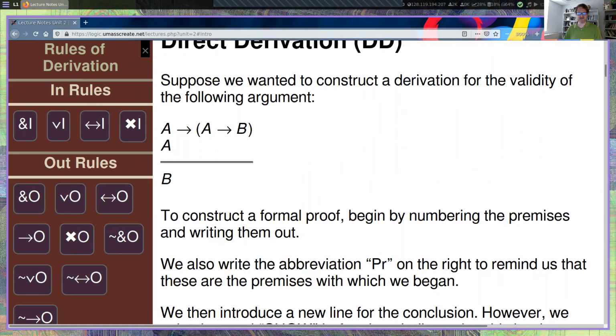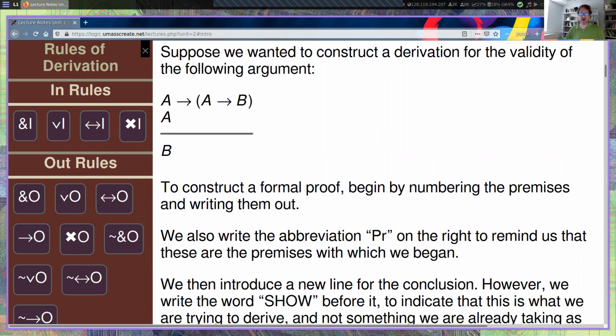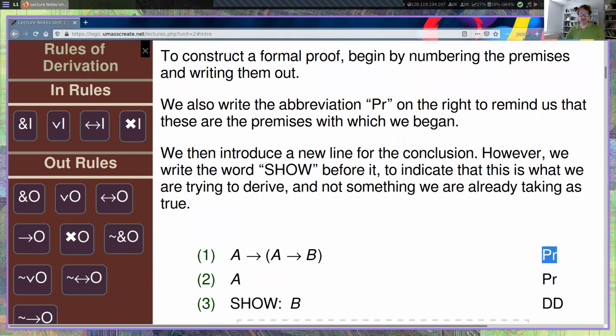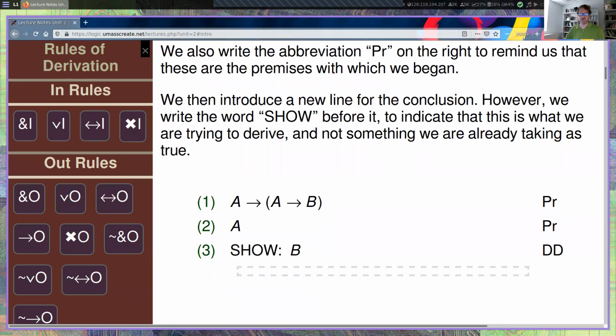Suppose we have an argument like this, if A, then B. We're going to have a way of writing up a step-by-step chain of reasoning that shows this argument to be valid. We start by writing every premise down with the letters PR next to it and numbering the premises. So premise 1, if A, then B. Premise 2, A. And then we're going to write down another line for the conclusion, but rather than writing down the conclusion just as it is, we're going to write the word show before it to indicate this is what we're trying to derive.